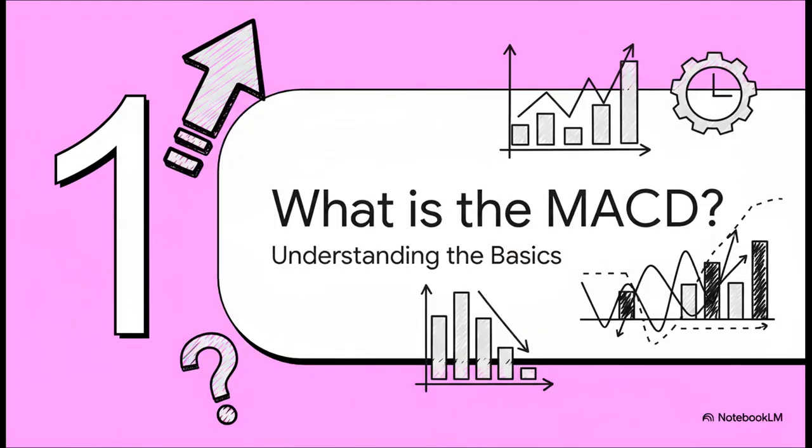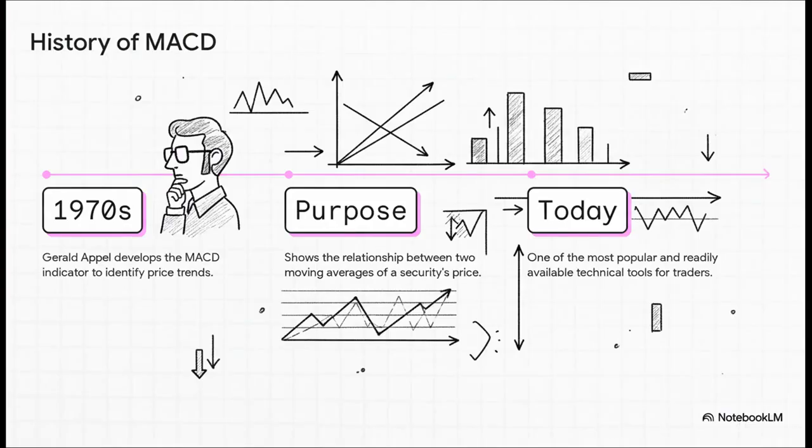What exactly is this indicator? To really get a feel for how it works, you've got to know a little bit about where it came from and what it was designed to do in the first place. So this tool isn't some newfangled invention. It was actually developed way back in the 1970s by a guy named Gerald Appel. And it has stuck around for decades for a very simple reason. It just works. All it does is show the relationship between two different moving averages of a price. You can almost think of it like a tug-of-war between the short-term trend and the long-term trend. The MACD just gives you a visual of who's winning that fight.